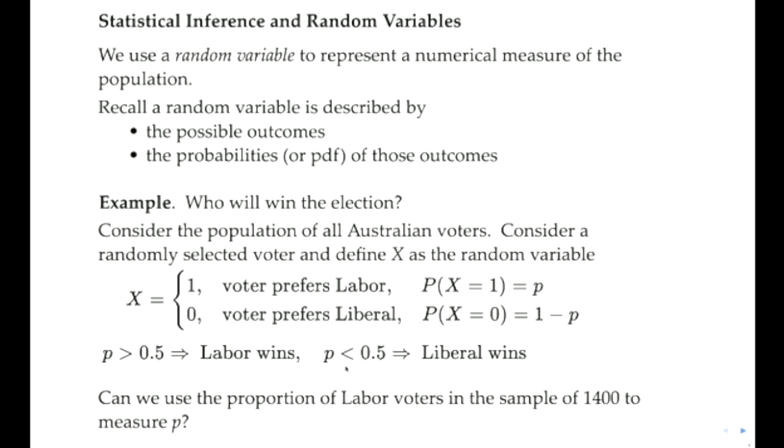So what we would really like to know is this P. That tells us who would win. Okay. Now, we can't know it perfectly because we only have a sample of 1,400 people. We don't have all 15.8 million. So the question is, how can we use this information in the sample of 1,400 people to figure out what that value of P might be and how likely it is to be above a half or below a half?